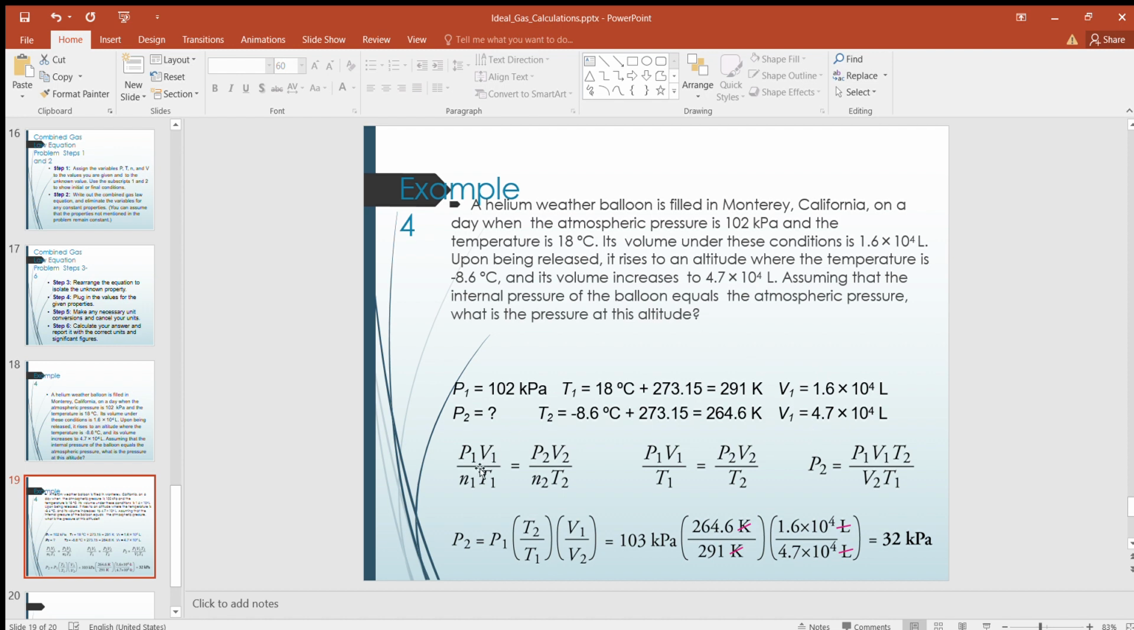So here we have to find P2, and we know that R is constant, so we would use this relationship. Since the gases are the same, n1 and n2 cancel, so we say that P1 V1 upon T1 is equal to P2 V2 upon T2. Here P2 is unknown, so we substitute all the given values, and after substituting, the value arrived at is 32 kilopascals.